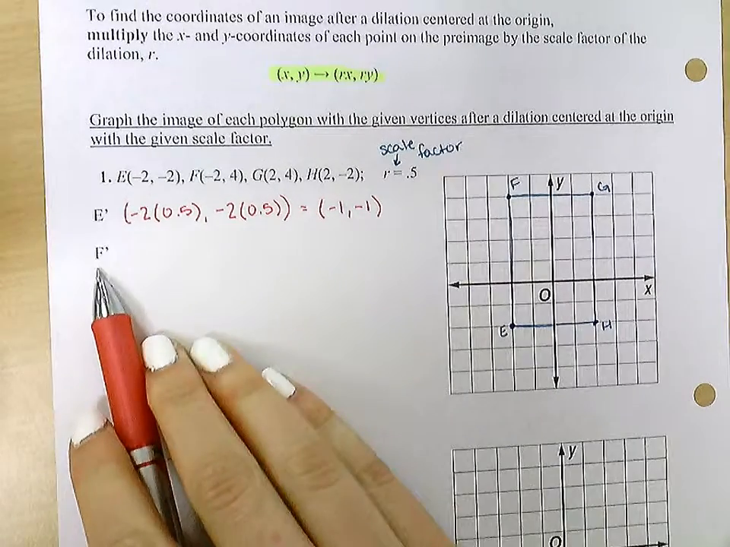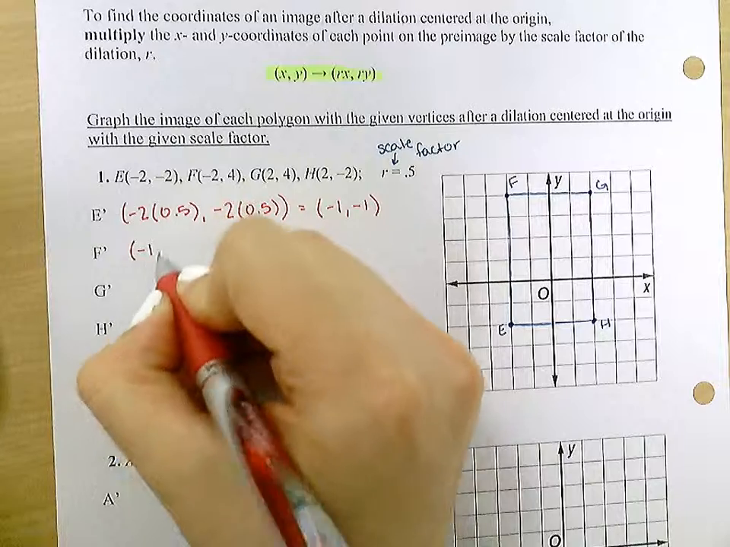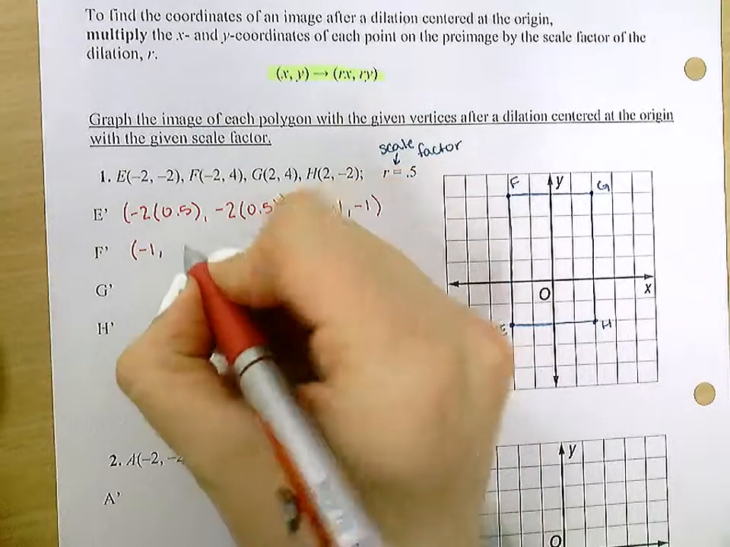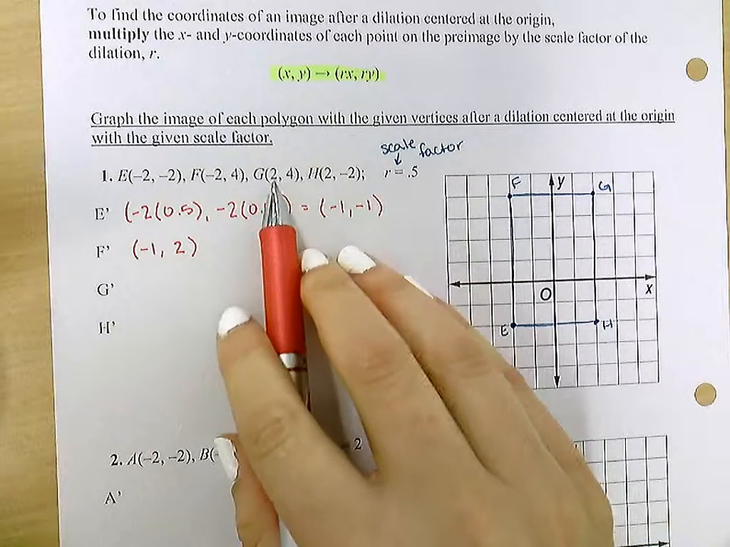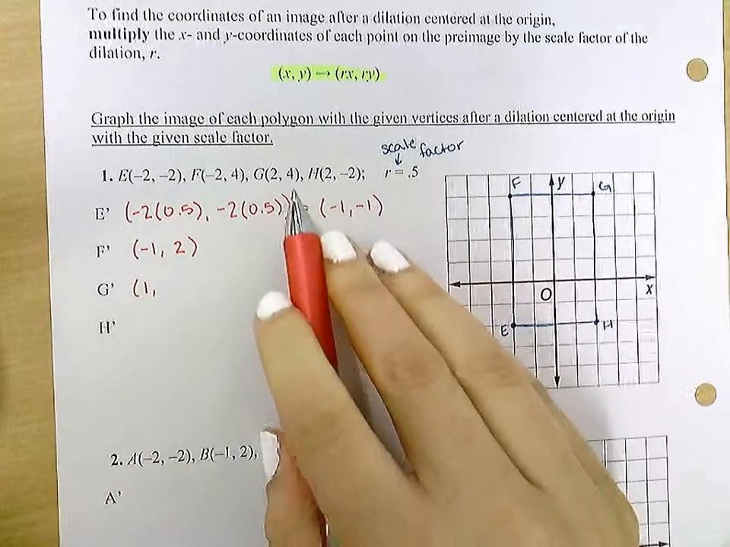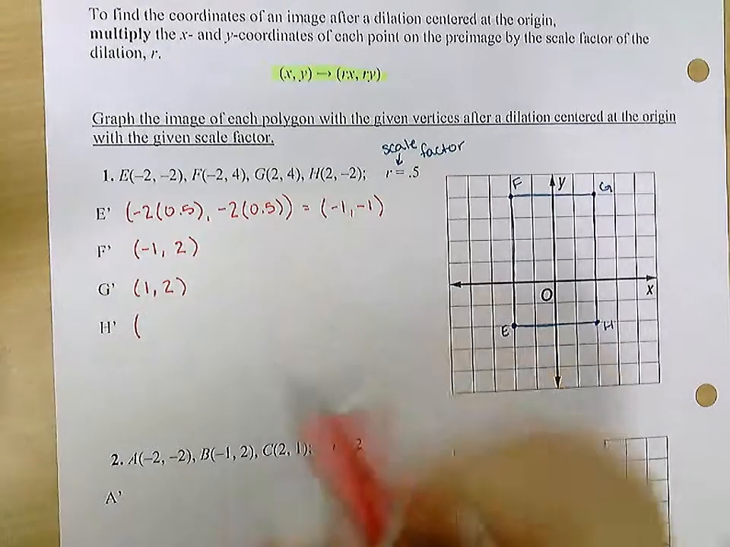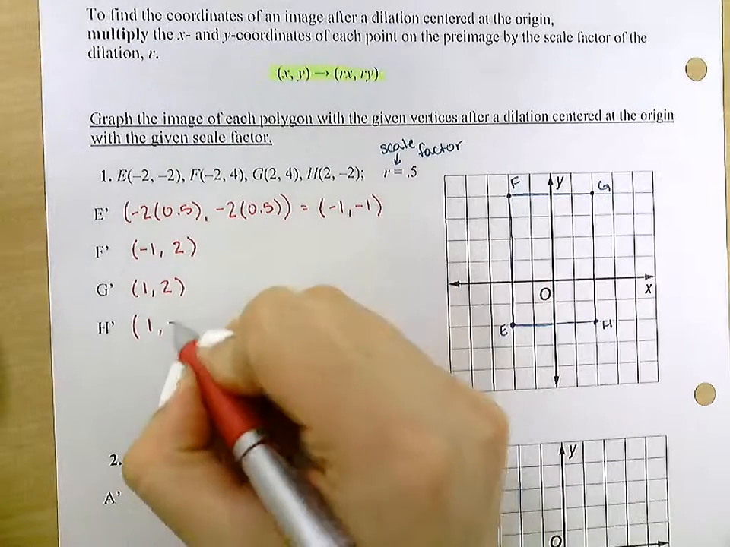Same thing for F prime. Multiply 0.5 into -2. That's -1. Multiply 0.5 into 4. That's 2. For G, multiply 0.5 into 2 and 0.5 into 4. Last one, H, 0.5 times 2, again is 1. 0.5 times -2 is -1.